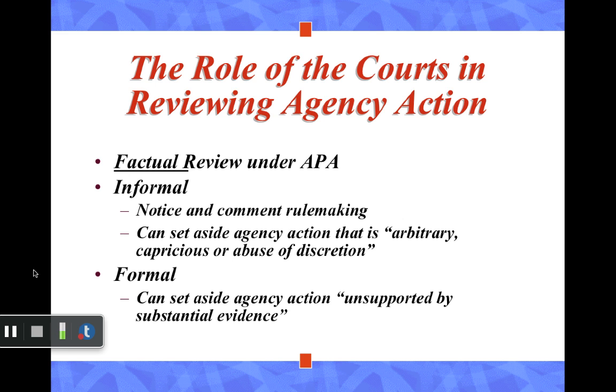A formal control is when an agency, this is again where rules are made, has some kind of a court-like, trial-like atmosphere, where the agency is under oath and subject to cross-examination. That's a different review process, and in that case, the courts will set aside agency actions that are, quote, unsupported by substantial evidence. I think a good analogy is what occurs in a civil trial and in a criminal trial.